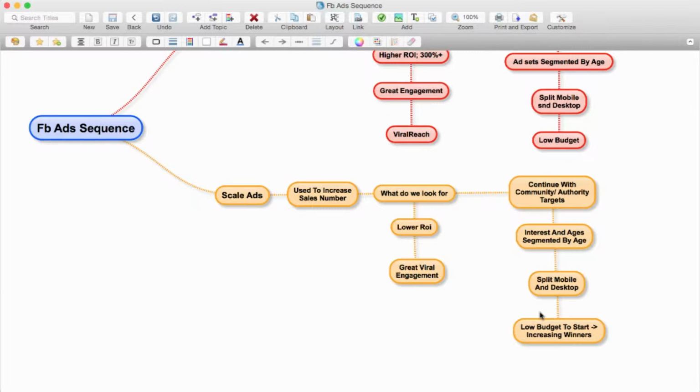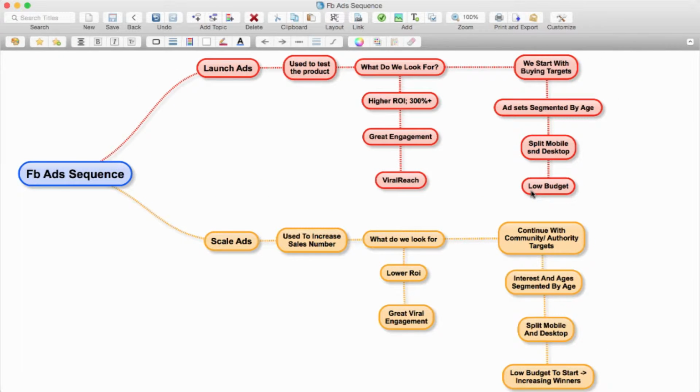We have a low budget to start. However, in this case, with our scaling ads, we're going to go ahead and increase the budget a little bit quicker than we would with the launch ads. Let's go ahead and take a look at the same campaign when I begin to scale. And you'll see how the numbers add up and how Facebook reacts to my larger interest.